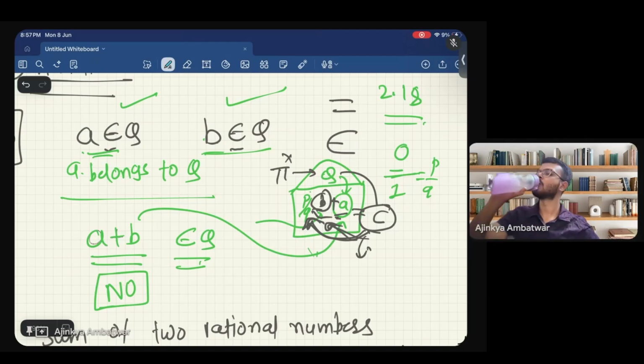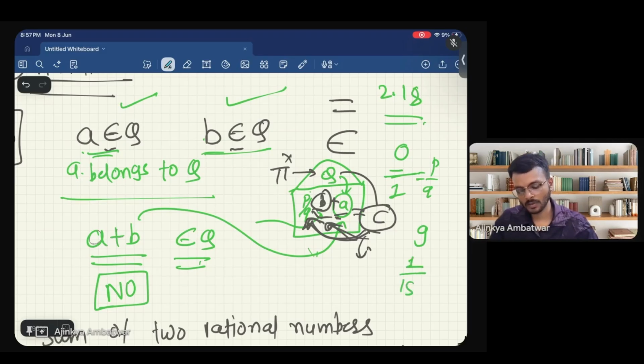Any two members you pick. Give me any two rational numbers from the house. 9, and one more, 1 by 8. So you took two rational numbers, 9 and 1 by 8.